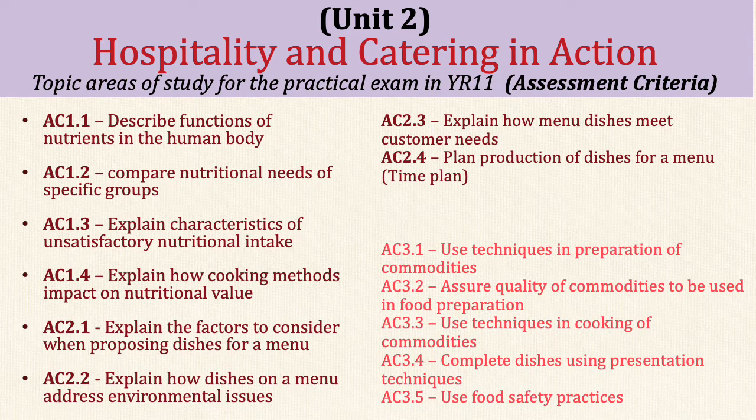The AC 3.1 right through to 3.5 are listed here and they are for you to use to mark your assessment pack with, to make sure that you've included all the areas that the examiner will be expecting to see. They'll be expecting to see you using techniques in preparation of commodities, to assure quality of commodities to be used in food preparation, to use techniques in cooking of commodities, to complete all your dishes using presentation techniques, and to also use food safety practices.